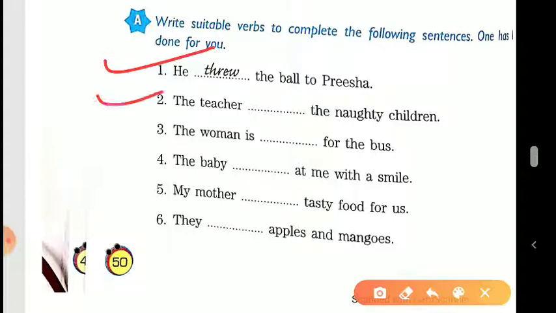Now the second one is, the teacher dash the naughty children. What does the teacher do? The teacher punished the naughty children. Punish is present tense, and the past tense of punish is punished.